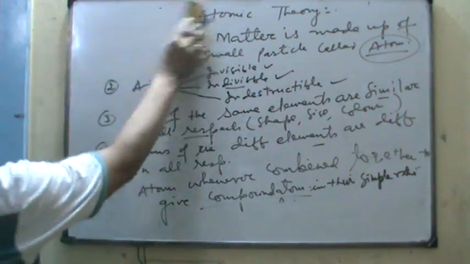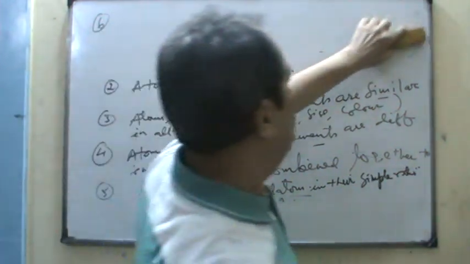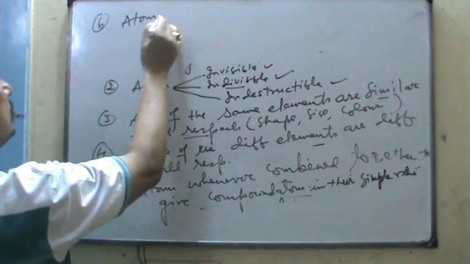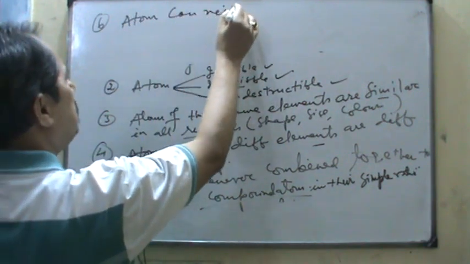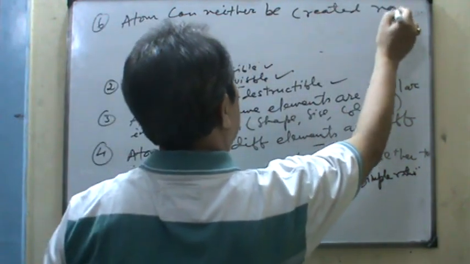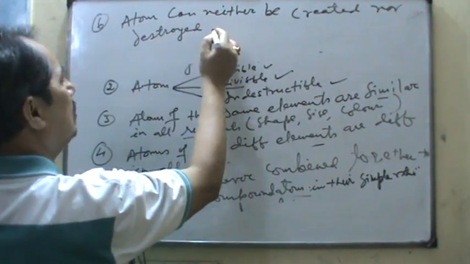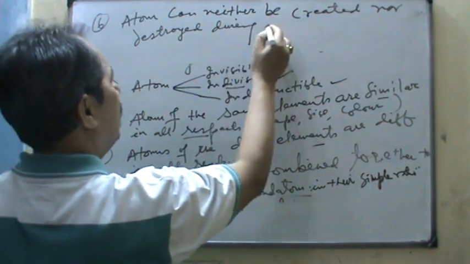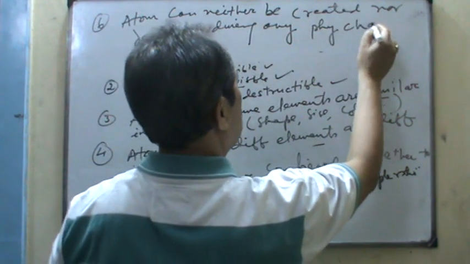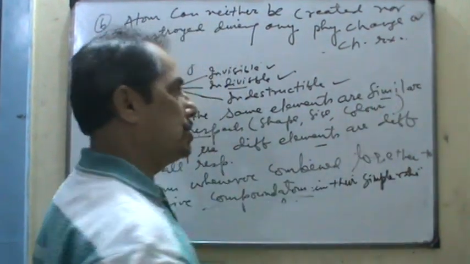Then next is the sixth. Matter can neither be created, atom can neither be created nor destroyed during any physical change or what reaction? Chemical reaction.